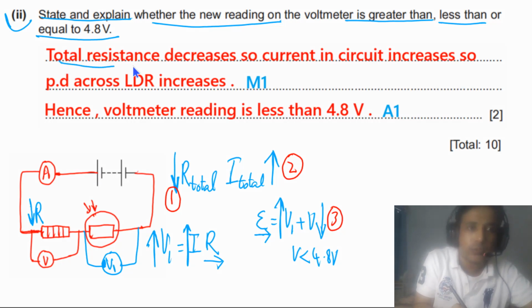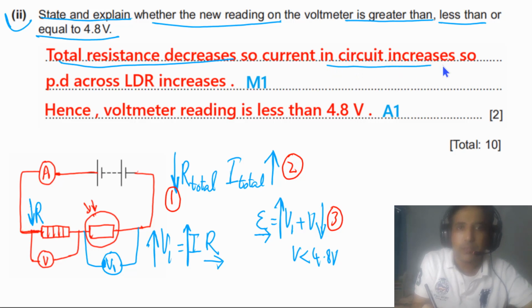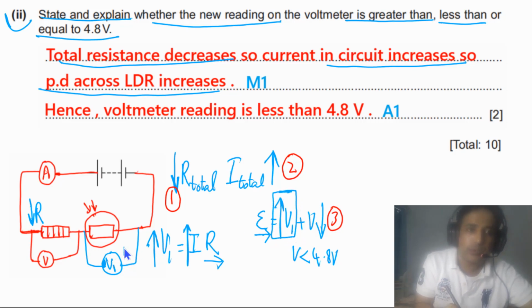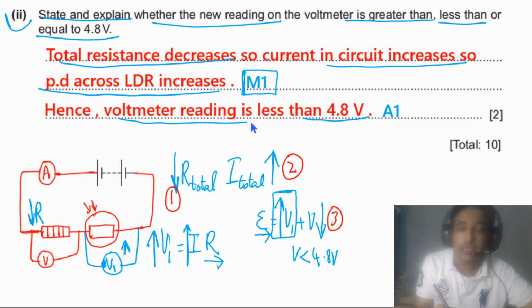First point: total resistance decreases, so current in the circuit increases. So PD across LDR increases, so this V1 increases, hence voltmeter reading is less than 4.8. If we write down these points, you will get 2 marks. This is the M mark, meaning it has to be in your answer: PD across LDR increases. And then you need to write down voltmeter reading less than 4.8. You will get the answer mark A1.